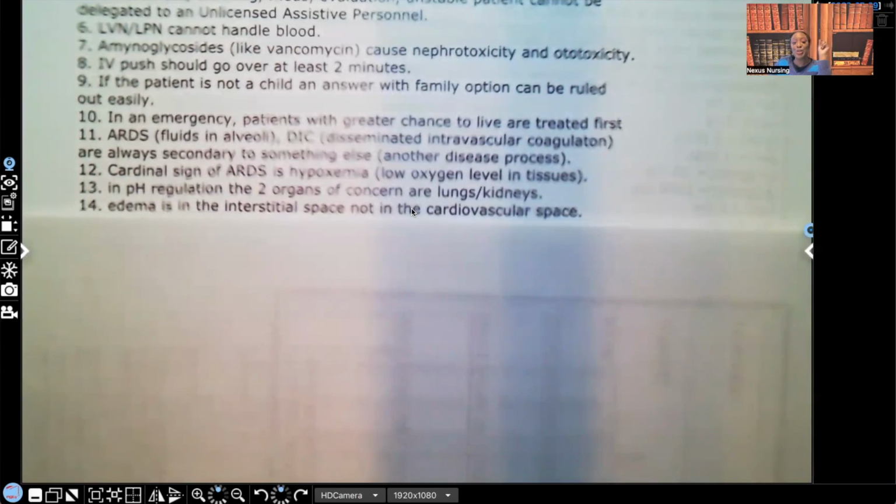Let's talk about this. Edema is in the interstitial space, not in the cardiovascular space. So I want to talk to you guys about this. You know how patients have a severe burn, right? And because of that severe burn, all of the fluid that was in the vascular space, that was in the vessels, leaves, because there's not enough protein within that vascular space to keep the fluid there. Remember, it's the albumin that keeps fluid within the vascular space. Once that albumin's gone, that fluid's like, oh, we're out of here. And the fluid leaves that vascular space too.